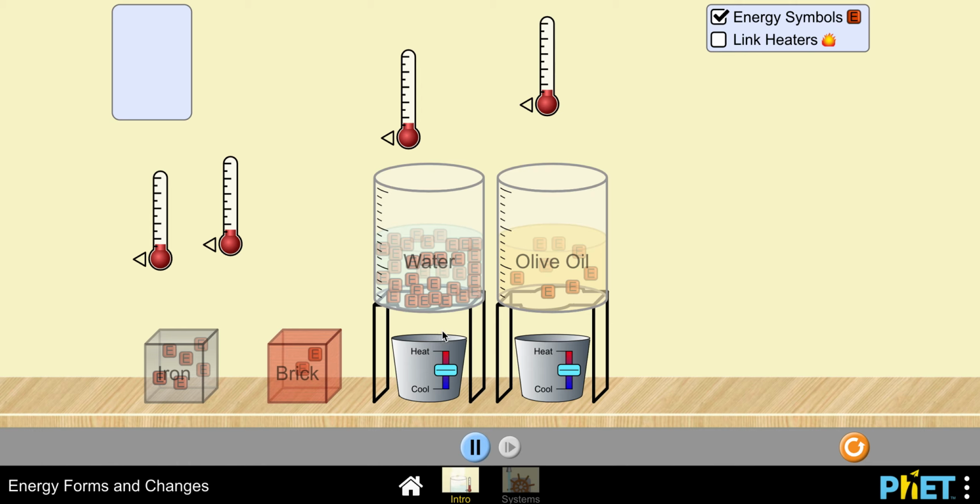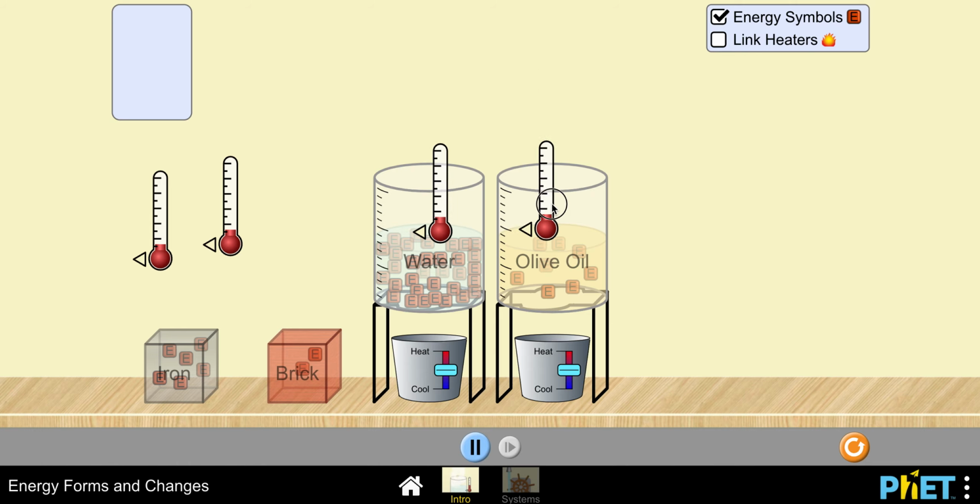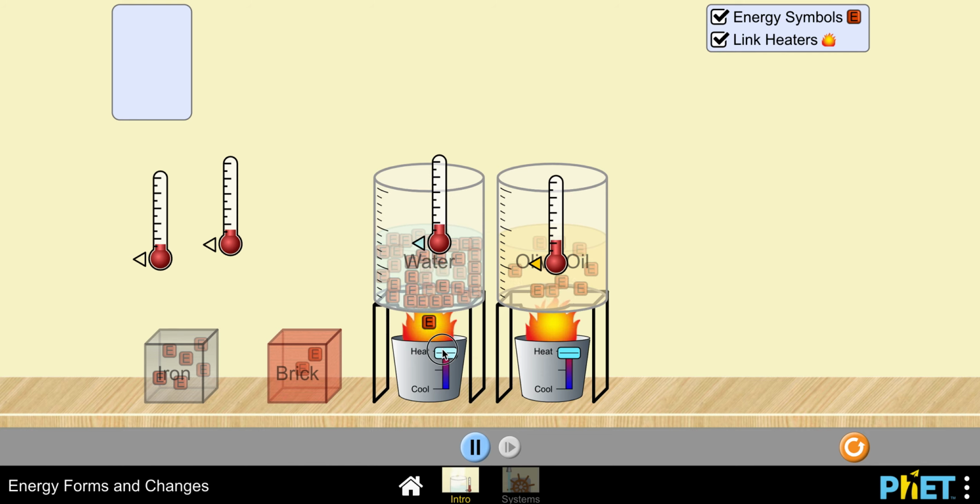And the best way to see that is if we have these here, and we can heat them up and see how temperature changes. What I'm going to do is I'm going to link the heaters together so I add the exact same amount of thermal energy. And so if I heat both up and we are adding the E's at the same rate, and we see what's happening with the temperature, so we're adding thermal energy, and we can see the oil is changing its temperature at a much faster rate than the water.